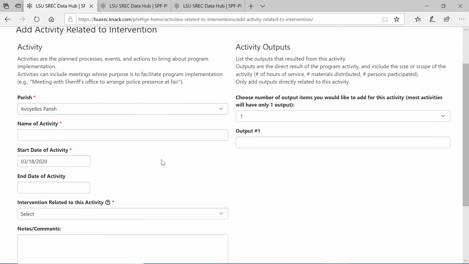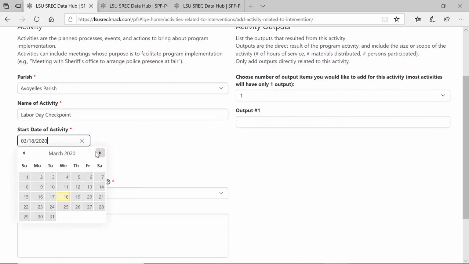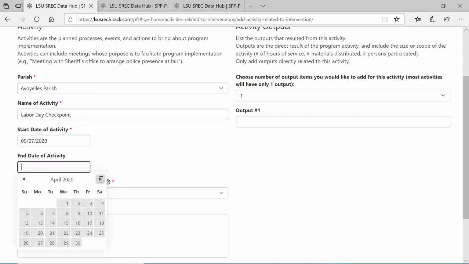Our parish is already filled in. We're going to say Labor Day checkpoint. And we'll make the date Labor Day, because it ended on Labor Day. So actually I'm just going to type it in. It won't let you type it in. Okay.